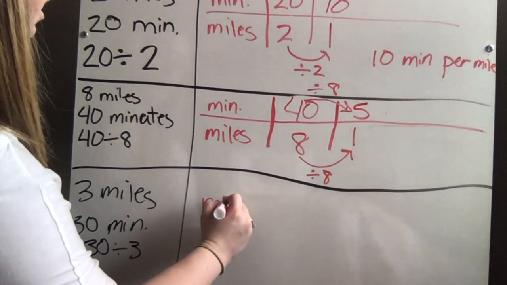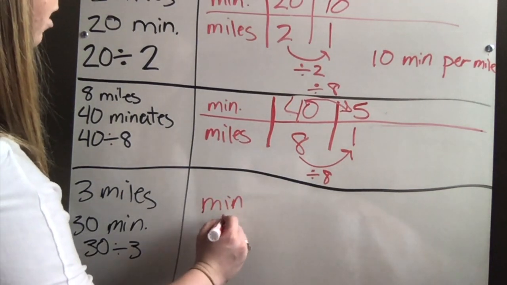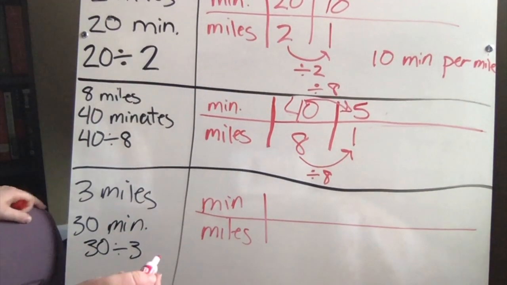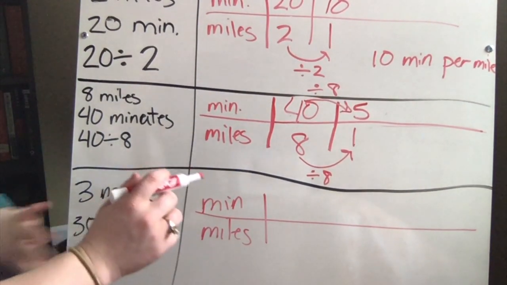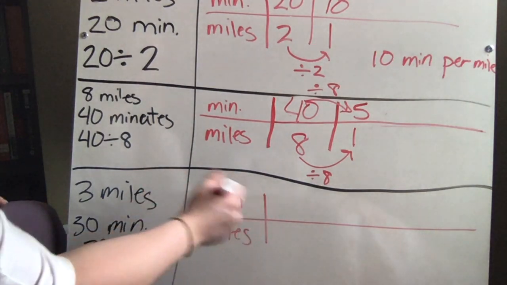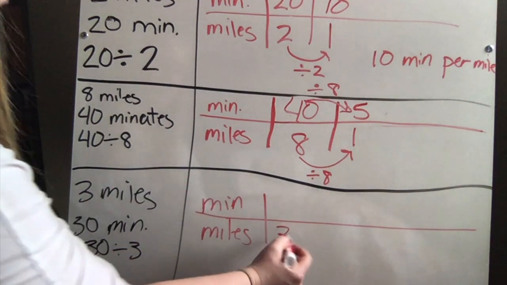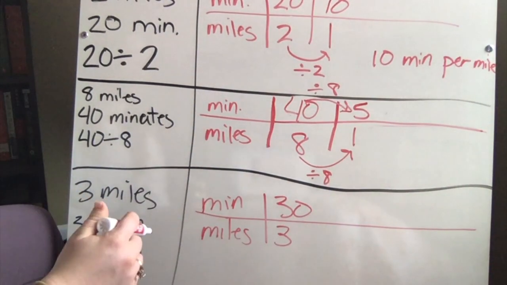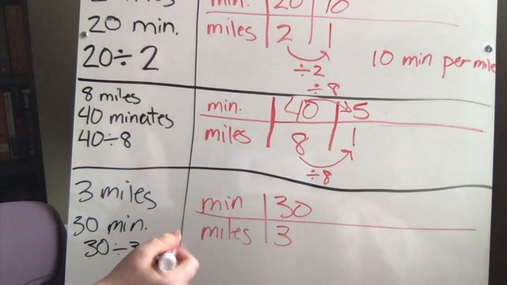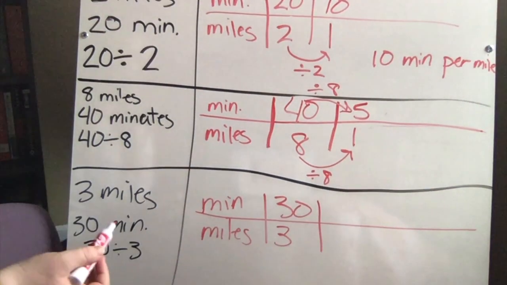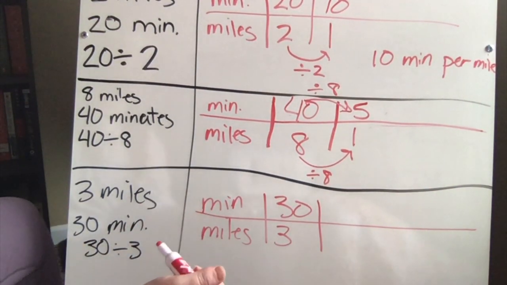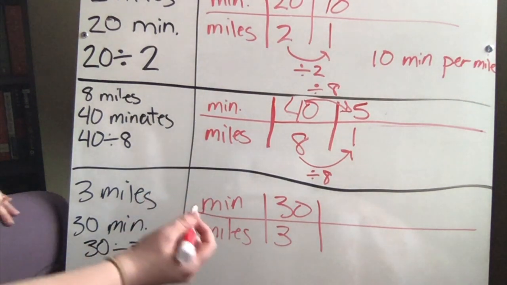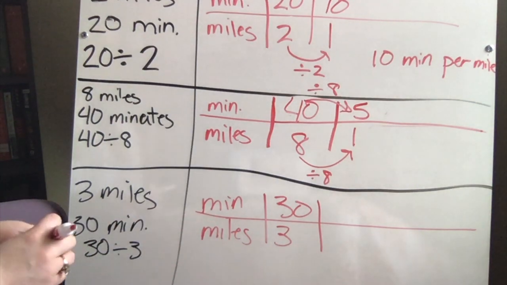Then ratio table again, minutes on top, miles on bottom. And make sure you're consistent with it, because your brain will trick you if you start switching your minutes and miles around. So I have 3 miles, and I have 30 minutes. And remember, this is the equivalent ratio strategy, and we're making equivalent ratios on a ratio table so that we can divide in a different way than the partial quotients model or long division.